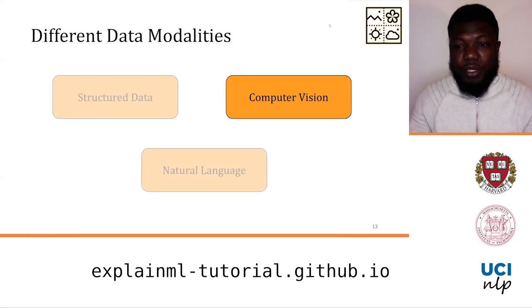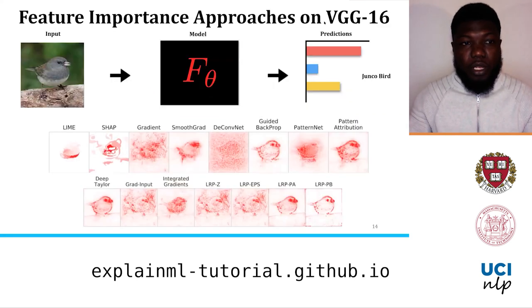We'll now discuss applications of explanation methods in the computer vision setting. So here we're showing several feature importance approaches applied to the VGG16 model trained on ImageNet. And as you can see, and as we discussed earlier in the methods section, several of those feature importance approaches are applied routinely to image tasks.